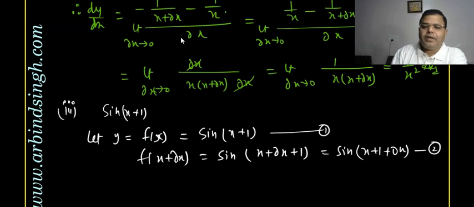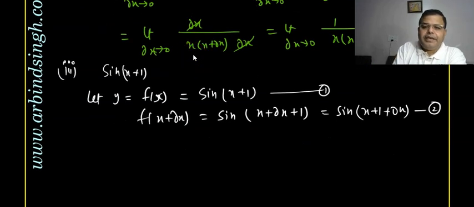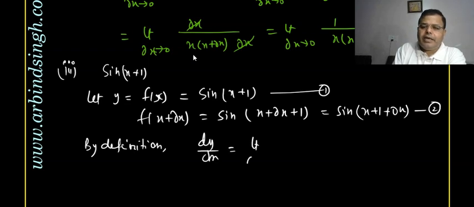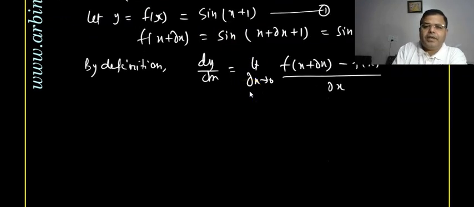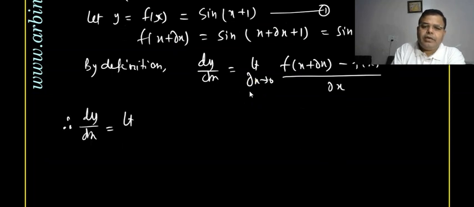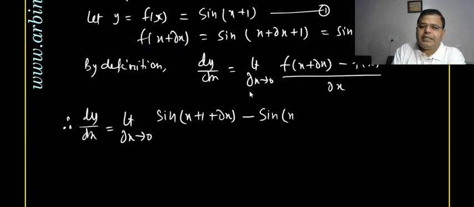This is second. Now, by definition, we can write, listen, dy by dx is equal to limit delta x tends to 0, fx plus delta x minus fx whole divided by delta x. So we can proceed further. Therefore dy by dx is equal to limit delta x tends to 0, sine x plus 1 plus delta x minus sine x plus 1 whole divided by delta x.